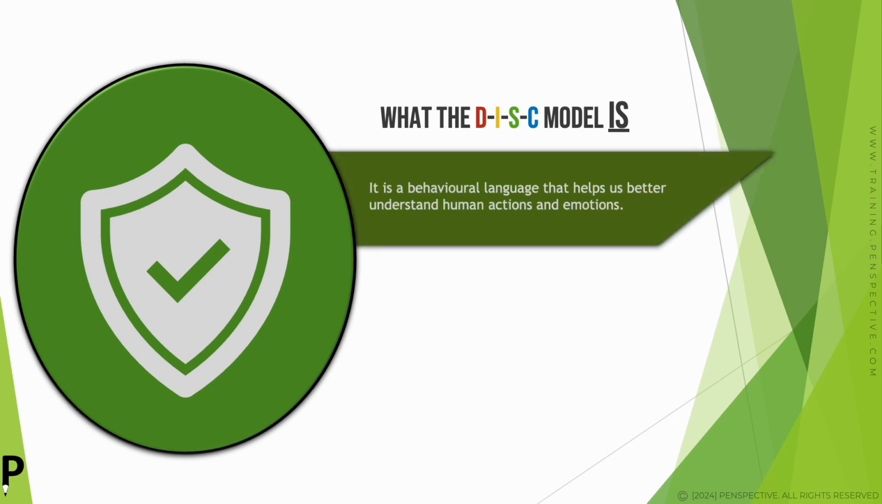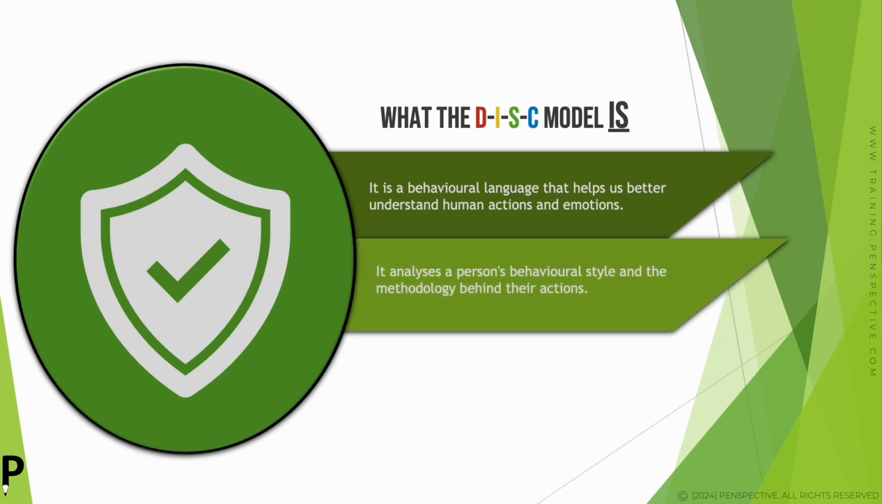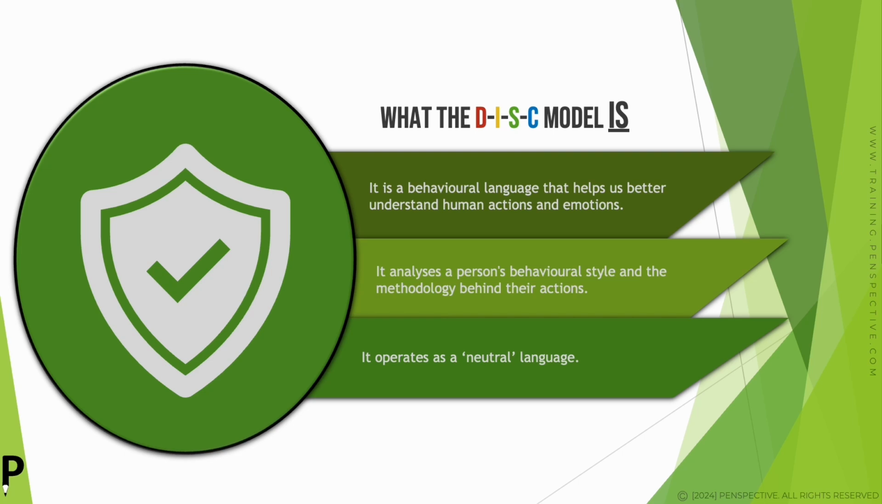Now that we have clarified what the D.I.S.C model is not, we can list a few examples of what it is and a few of its practical applications. D.I.S.C is a behavioral language that helps us better understand human actions and emotions. It provides a framework for understanding how individuals behave and express their emotions. D.I.S.C analyses a person's behavioral style and the methodology behind their actions. It delves into the way individuals approach tasks and interact with others. D.I.S.C operates as a neutral language. It remains impartial, devoid of judgment or bias towards any specific behavioral style.